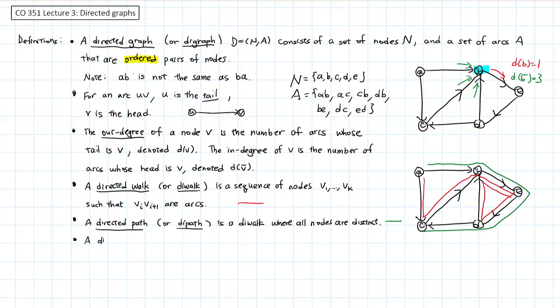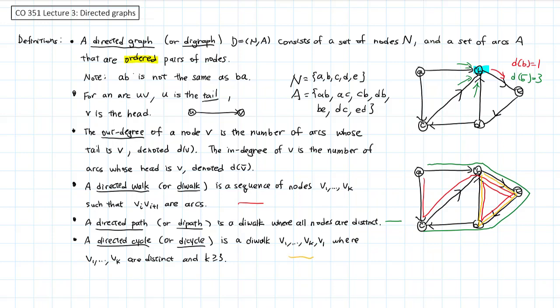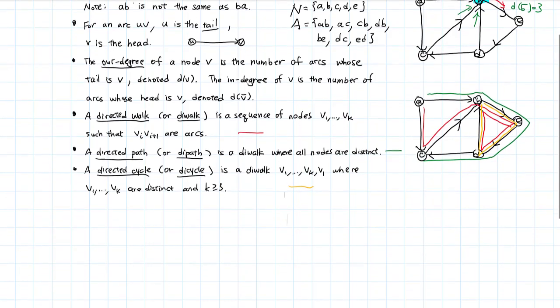A directed cycle or dicycle is a directed walk from v1 to vk and then back to v1 where all the nodes are distinct and k is at least 3. Here we have a short dicycle going from B to E to D and then back to B. Note that some people will allow k to be at least 2, meaning if there is an arc from A to B and B to A, they will count that as a dicycle of length 2. We will stick to k at least 3 for now.